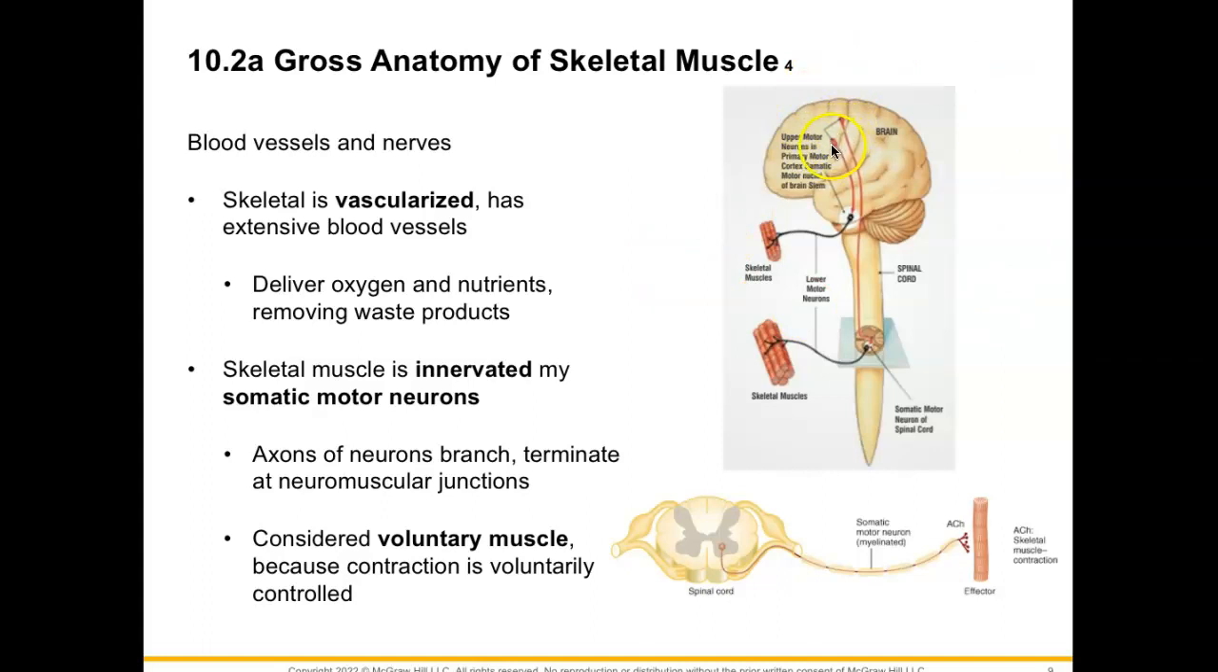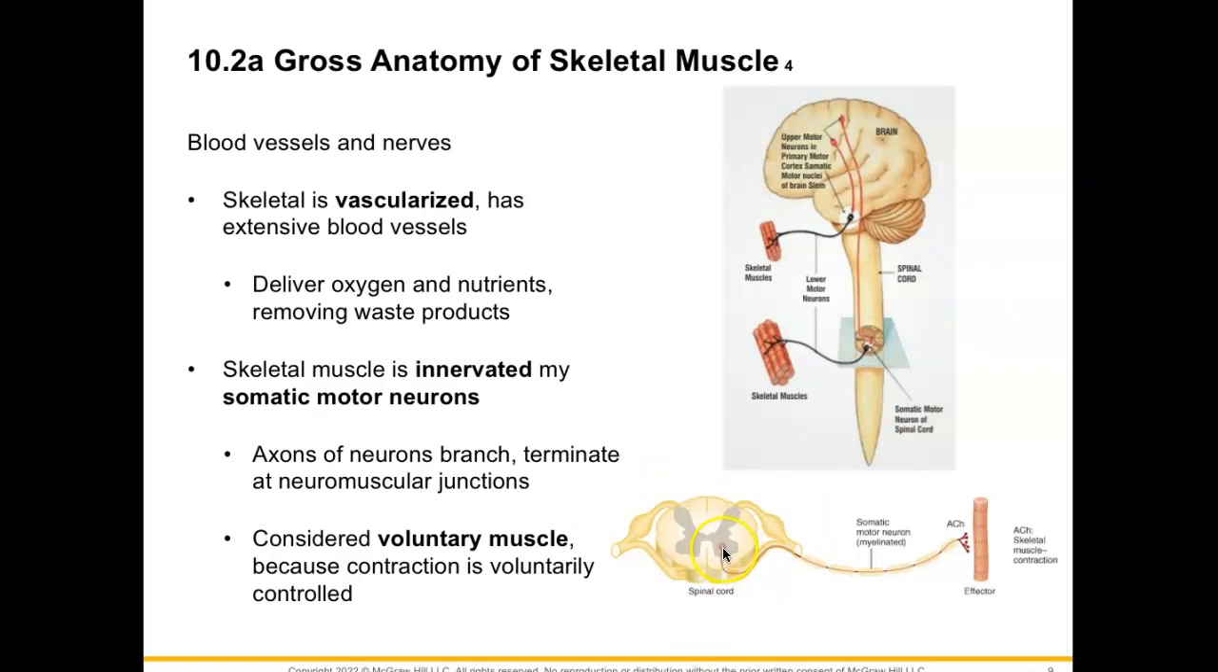Then our innervation is going to be taken care of through our somatic motor neurons, meaning we are going to have nerves that start off here in the brain. These are known as upper motor neurons that will travel through and then synapse somewhere within the brainstem or within the spinal cord with a lower motor neuron that will move on out to go and supply the actual skeletal muscle.